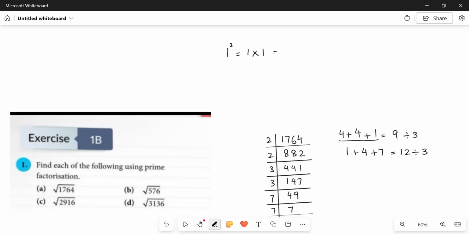Okay, so there are 2 1s in this, so the square of 1 would be 1. When it comes to square of 2, it means there are 2 2s, so we are going to multiply 2 with 2 and we are going to have 4. Similarly, 3 square is 3 into 3, that is 9. This is what we are squaring the numbers.